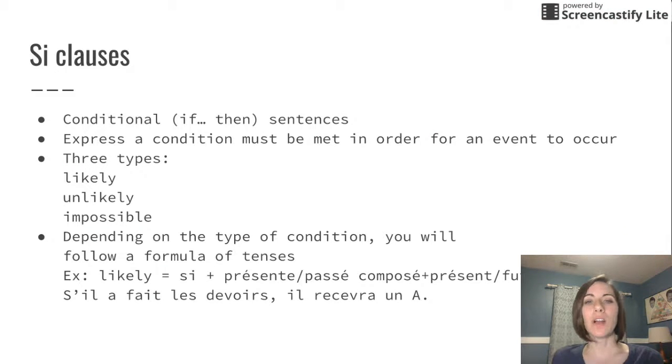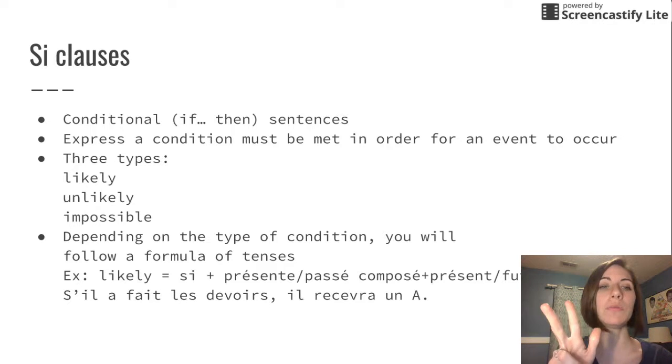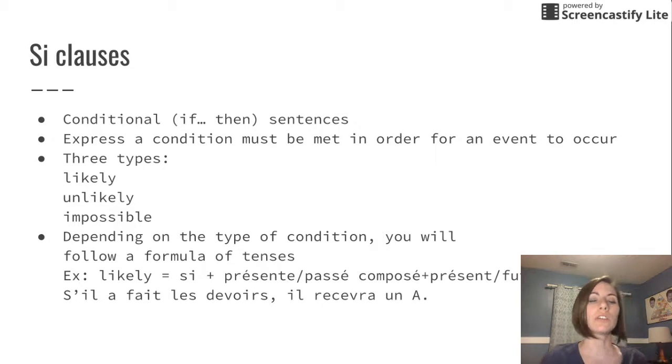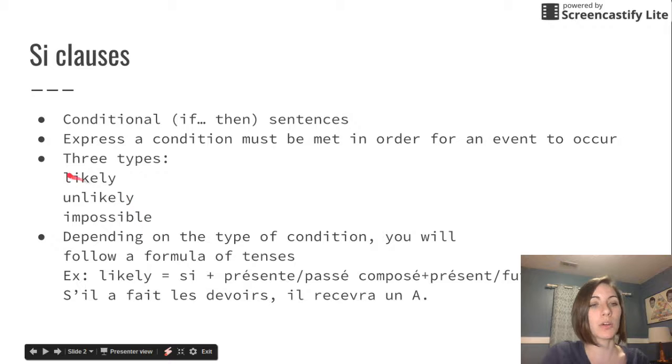So in French, these are conditional statements, so they're conditional sentences showing an if this action, then that action. It is expressing a condition that must be met in order for another event to occur or for another thing to happen. There are three types of C clauses in French, talking about the condition, the action that would happen, and you can determine them or separate them by likely, unlikely, and impossible.